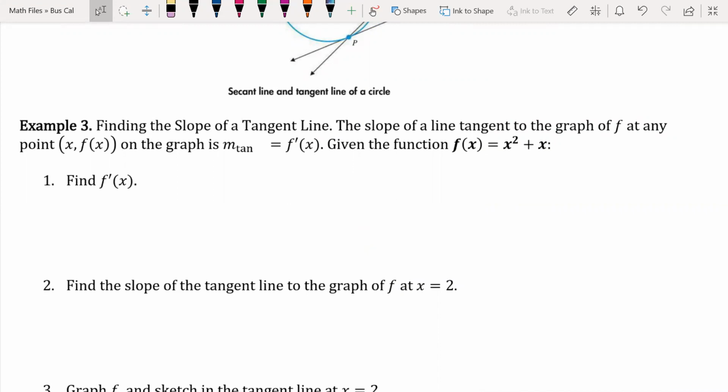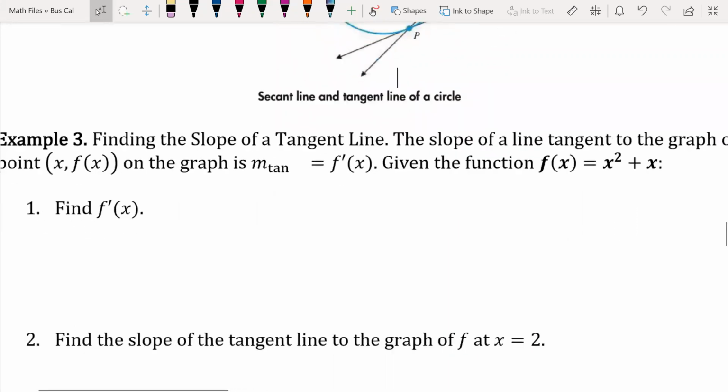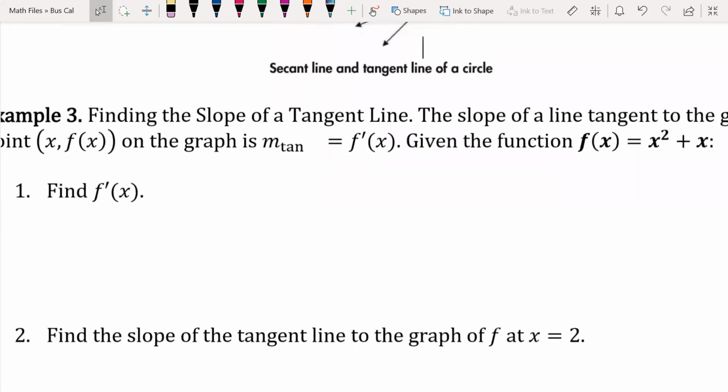And here is the function we are given, x squared plus x. So our first step is find the derivative of this given function. All right. Oh boy, we just did it twice. Now we're going to do it 3 times. So remember those steps, guys. So let's get through this.